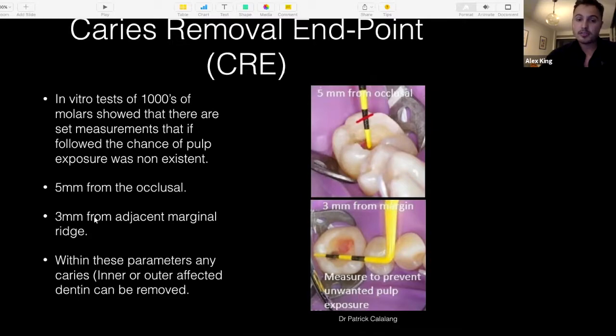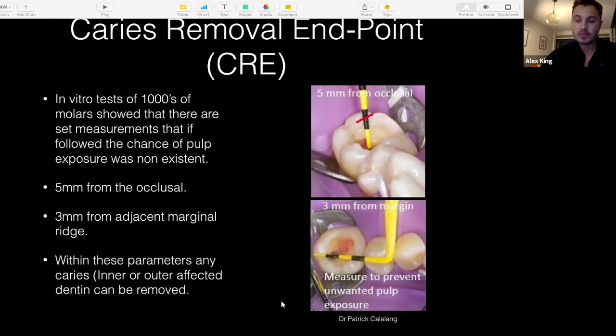Then again, a 3 millimeter measurement from the adjacent marginal ridge. Here you see the lower 6 and the 5. Measure from the 5's distal marginal ridge inwards, and if there's any decay at the point of 3 millimeters in from the tooth, leave it. As long as the outer ring around those parameters is clear of infected or affected dentine, you're fine, because it will be sealed in. That's called a peripheral seal zone, and that's what we'll go into now.